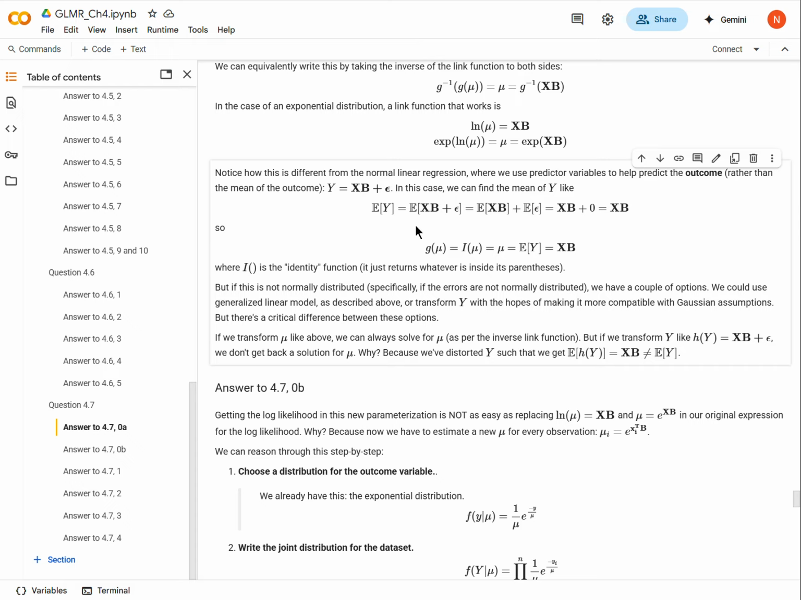Okay. Now we can put this normal linear regression into the form of a model with a link function. Okay. And so here the link function is this I, which is to say the identity function, which just spits back whatever is inside there, right? So here, for normal linear regression, g of mu is I of mu, where I of mu equals mu, which is just the expectation of y, equals x beta. Again, this is for the normal linear regression case.